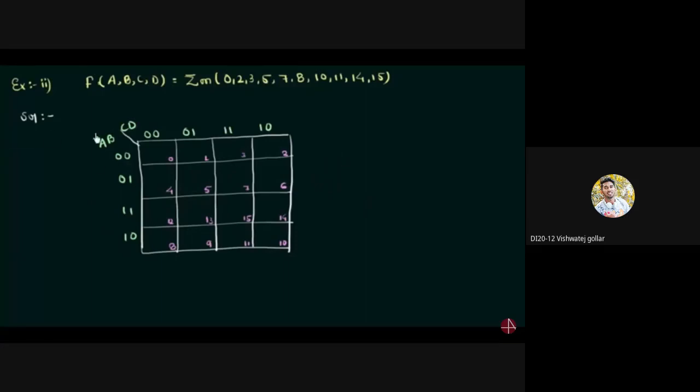Now we will fill the cells. For 0 the function is high, so 1. There is no 1 here, so for this min term M1 the function is low or 0. I usually don't write 0 in the K-map because it makes my map messy. I just write 1. For 2 and 3 it is 1, then 5, 7, 8, 10, 11, 14 and 15.